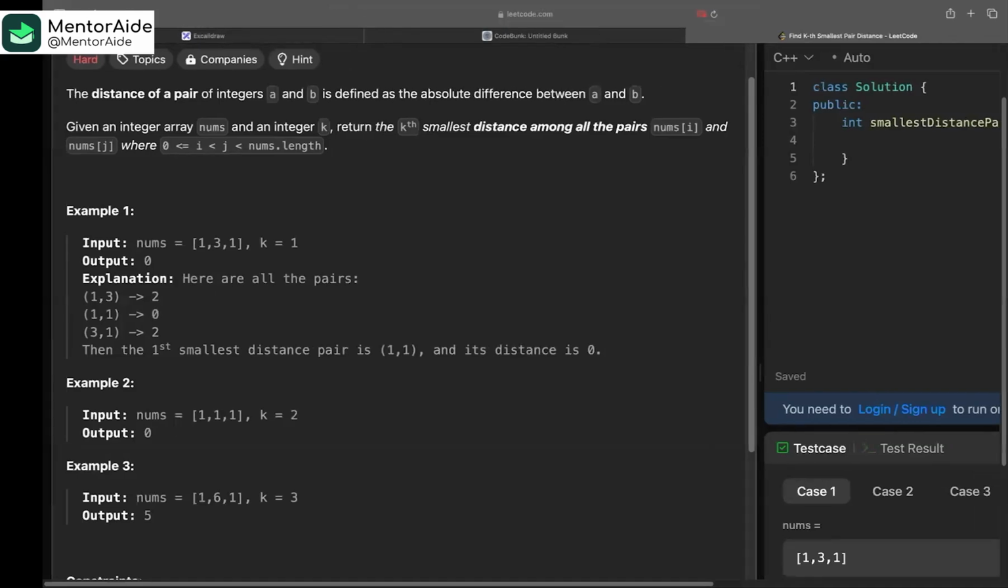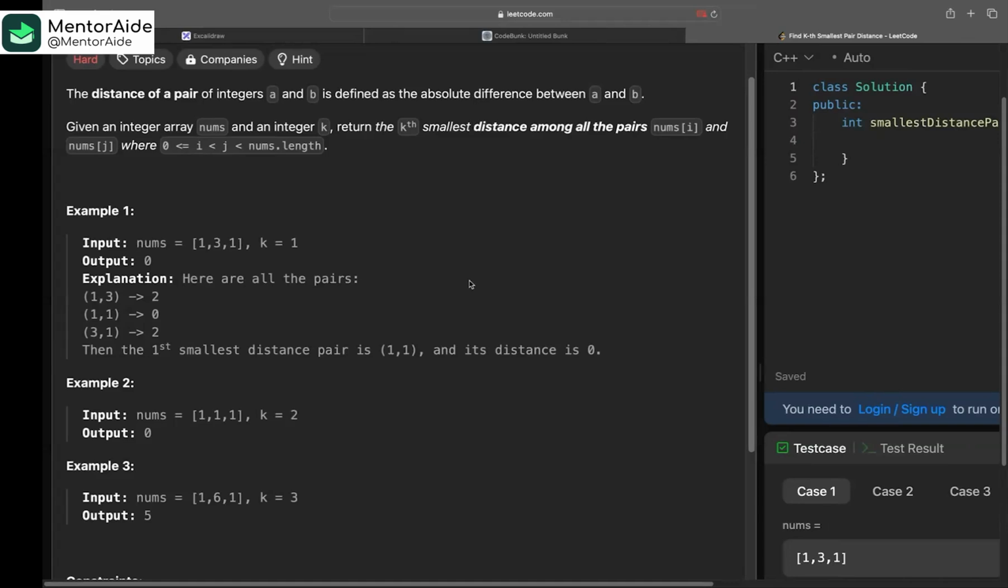Yeah, so we are given an array. We need to find the kth smallest distance. Let's say we are given 1, 3, 1, and we are asked to find the first smallest difference between any pair. Let's say we pick some random pair, 1 and 3. You find the difference. The absolute difference is 2. Similar to this way, find all the differences.